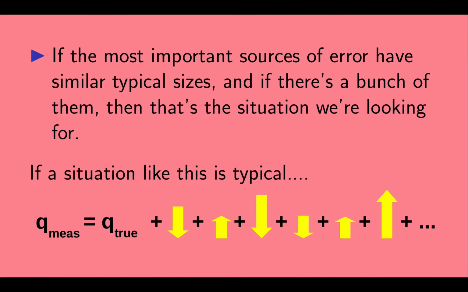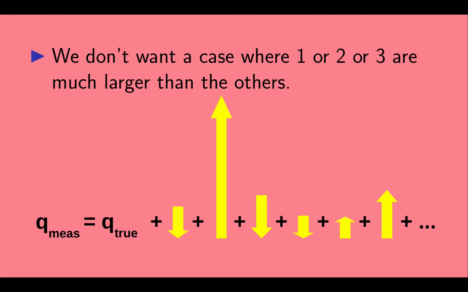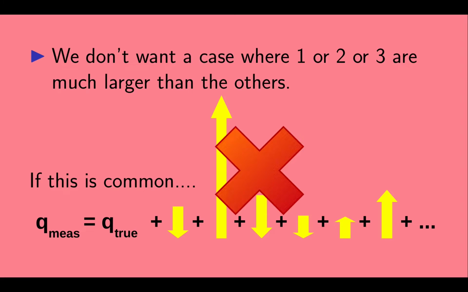So if a situation like this one is typical, where we don't have one or two sources much larger than the rest, then that's the kind of situation we're talking about here. We don't want a case where one or two or three of the sources are much larger than the others. So if one or two sources tend to be much bigger than all of the rest, that's not the situation we want.